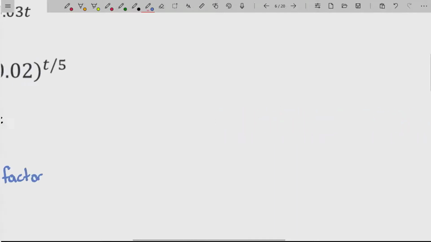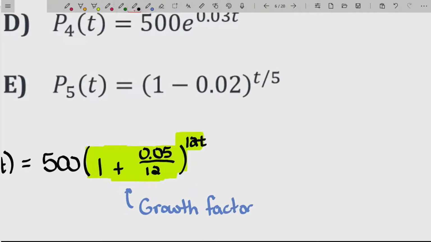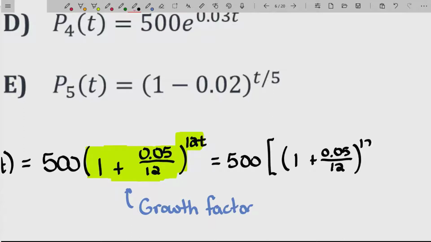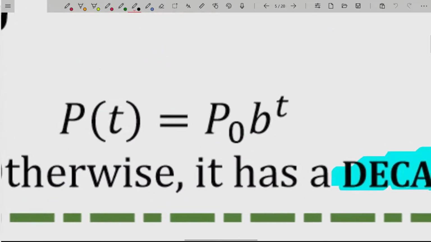So what does that mean in our situation here? Well, believe it or not, this is a powers to powers situation. This is 1 plus 0.05 divided by 12, raised to the 12, and then raised to the t. Now remember what we said about growth factors or decay factors? The growth factor, let me hop back here. The only way you're going to find the growth factor is if you have your exponential function written as a base to a t power. Not a base to 12t, but just to the t power.